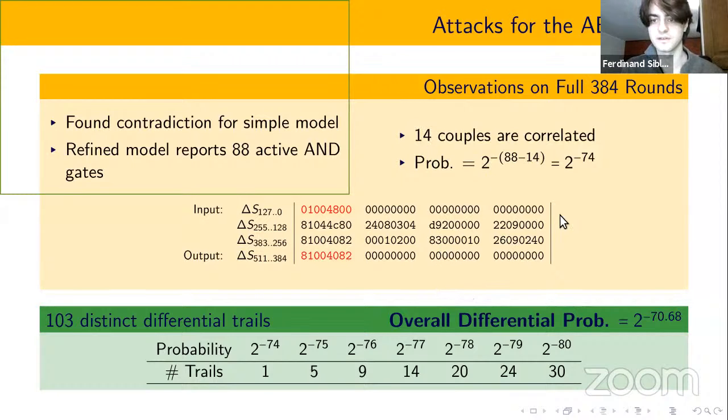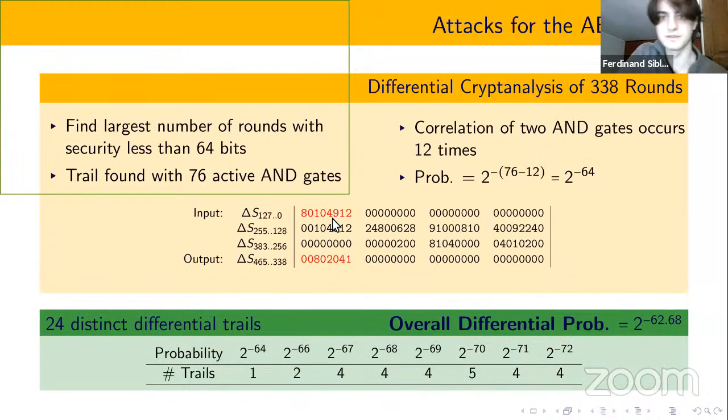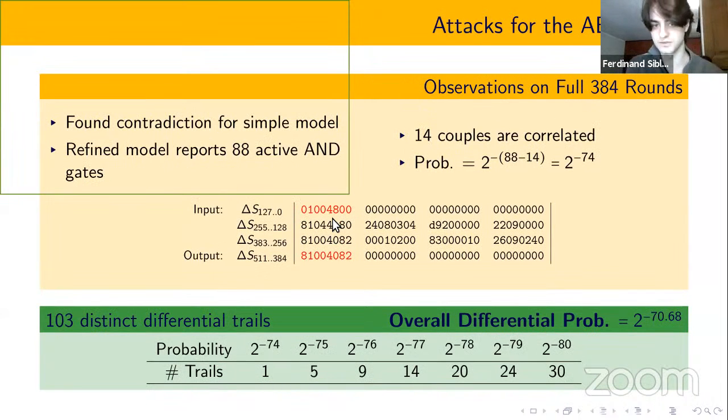This gives overall a propagation probability of 2 to the minus 74. And here you have the trail, and we only consider truncated trails where we can only have active difference on the first words, because that directly gives an attack on the scheme. And what we also did is look for all the trails that have the same input and output and add them. That also wasn't considered before. And so overall, we could find a differential probability of 2 to the minus 70 point something. So that's quite low, but that's still over 64. So that's not contradicting the claim of the authors.